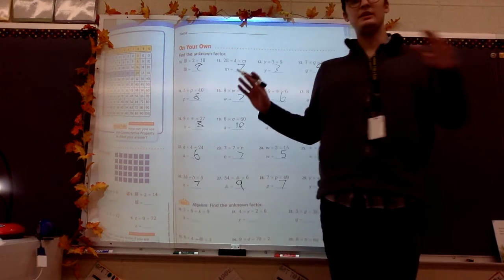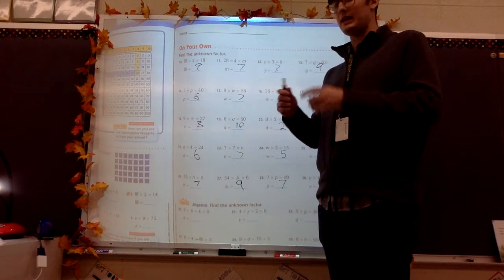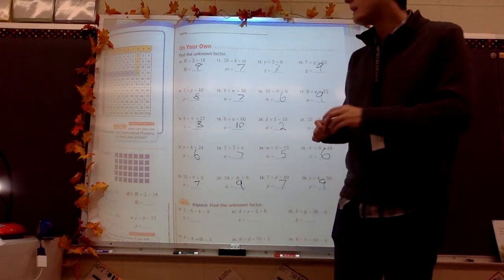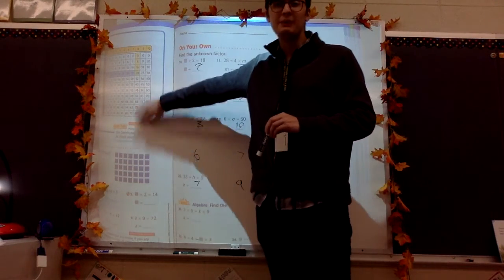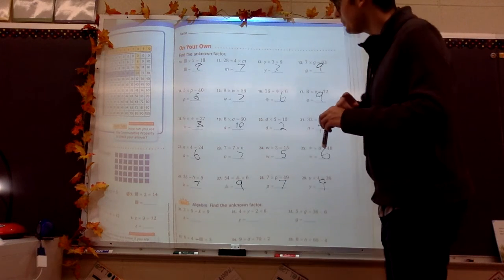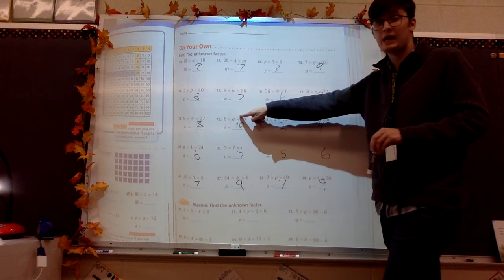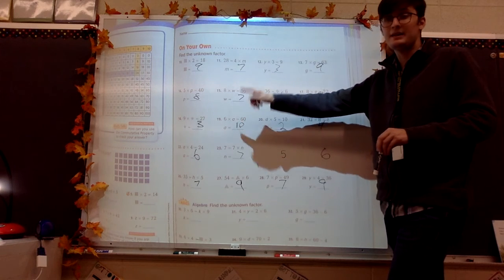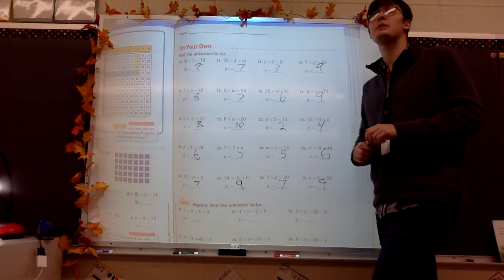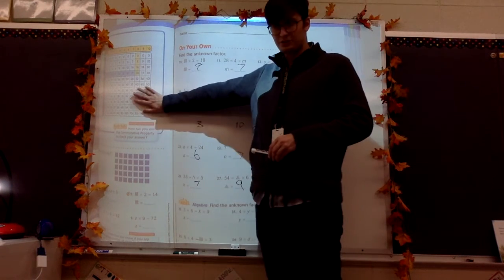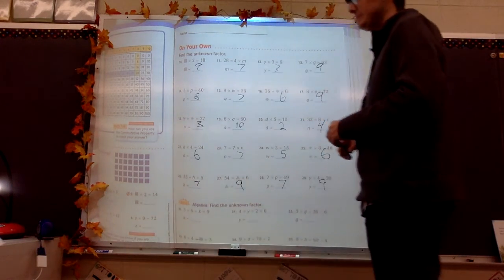So, I hope this lesson helped you guys understand how to find unknown factors. It really helps if you use the table. You can use the arrays if you want to. You would draw the total number of squares that you have, and then make rows of the other number that you have, and then count how many rows you have. But I suggest using the table, okay?